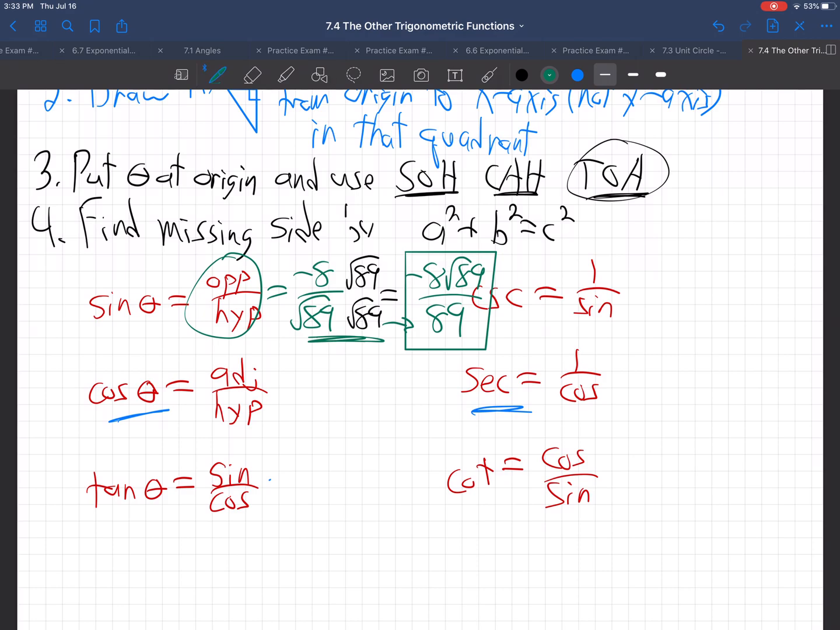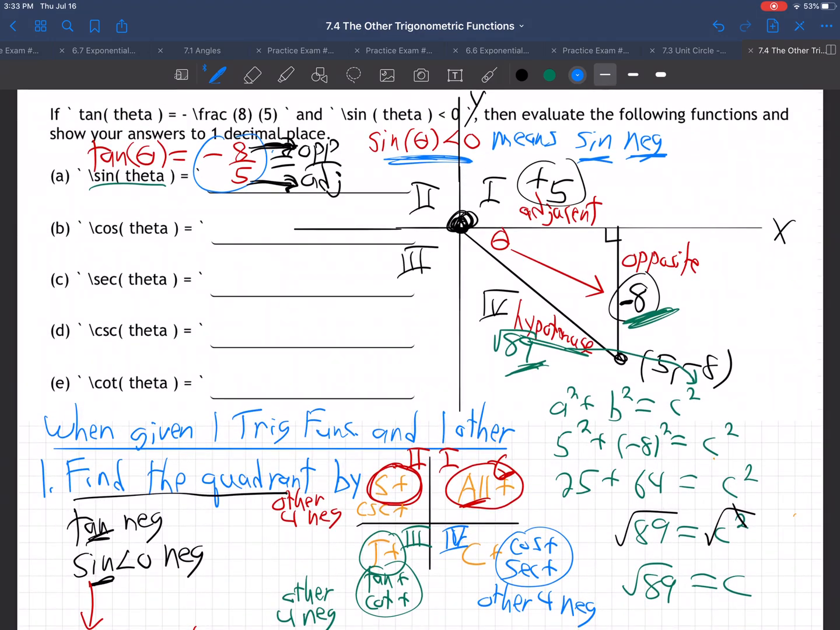The next one, they want the cosine, which is adjacent over hypotenuse. Let's go grab the adjacent. So adjacent right here over hypotenuse right there. 5 over root 89.